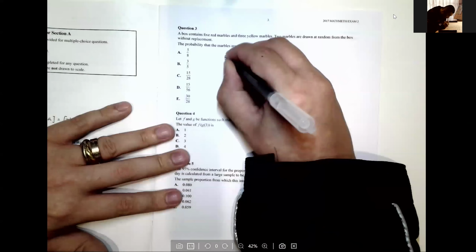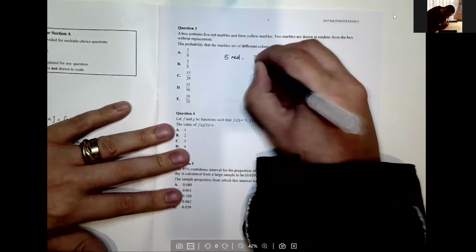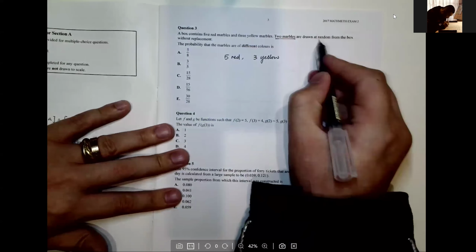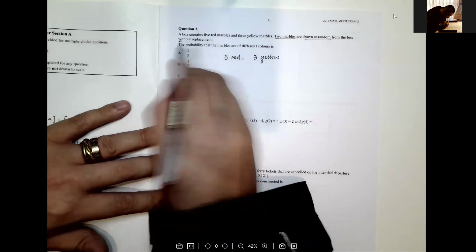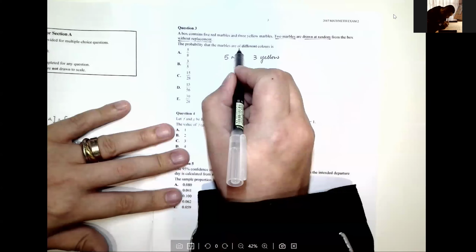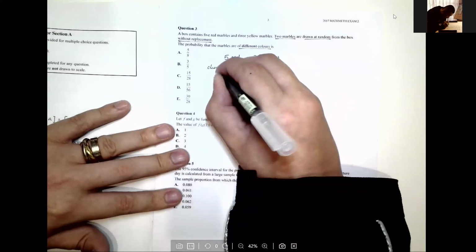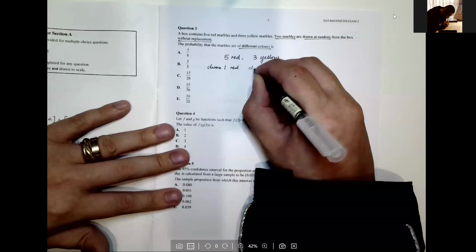Okay, the box contains 5 red marbles and 3 yellow marbles. So 5 red, 3 yellow. We select 2 marbles, drawn at random from the box without replacement. This is the hypergeometric distribution. We would like these 2 marbles to have different colors. So 5 red, we choose 1. 3 yellow, we choose 1.